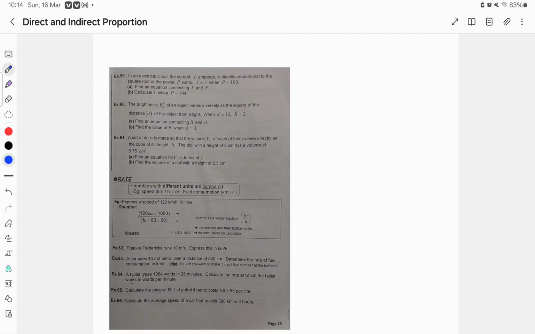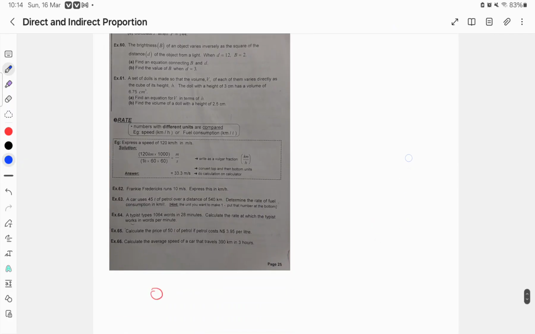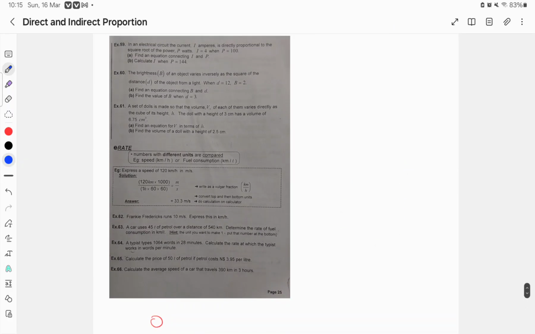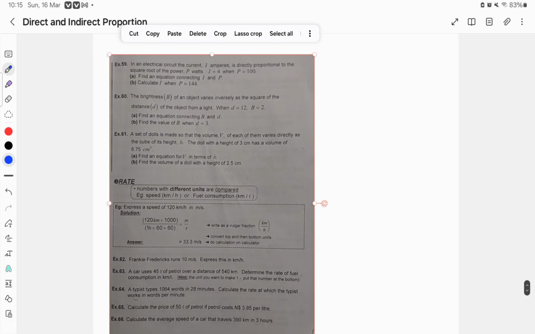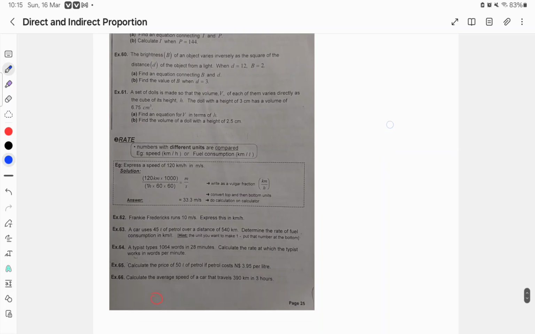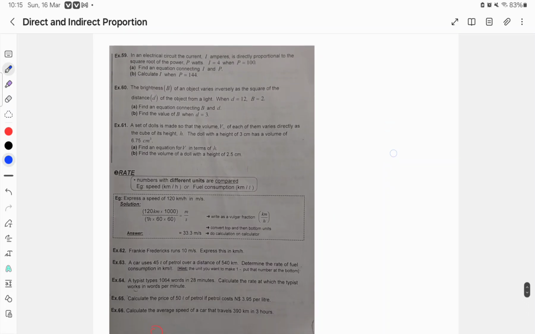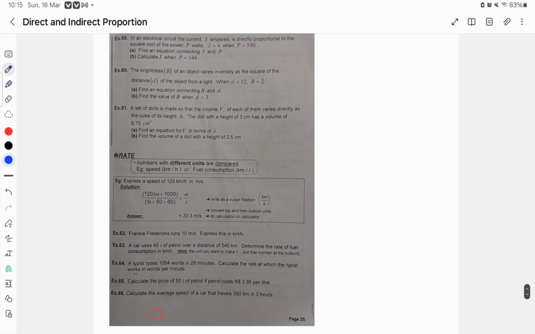Most of you have this book. Okay, so you can now try out those questions. Exercise 59, exercise 60, exercise 61. All these questions are based on direct and indirect proportionals. And what you do, you check your answer at the end of the textbook. If you have this textbook, most of you have it. If you don't have it, I recommend you ask me so I can provide it for you. It's important that you get this textbook. It will help you to do your activity.